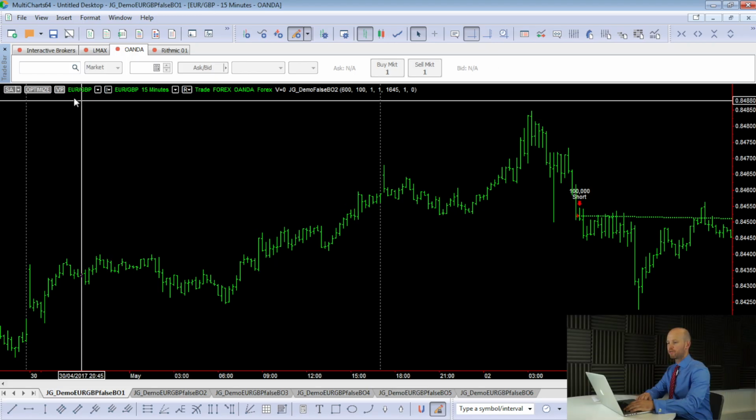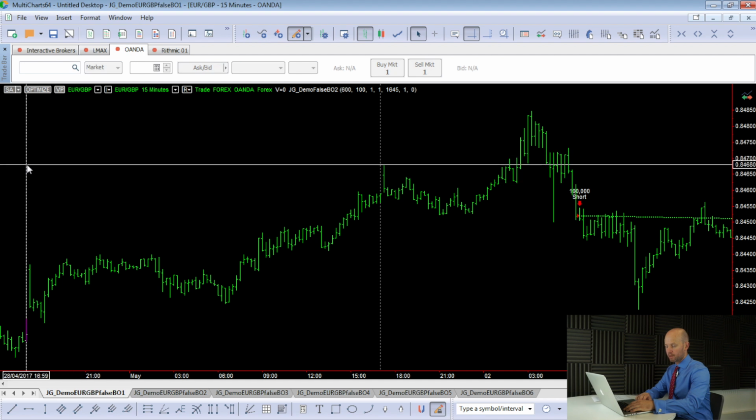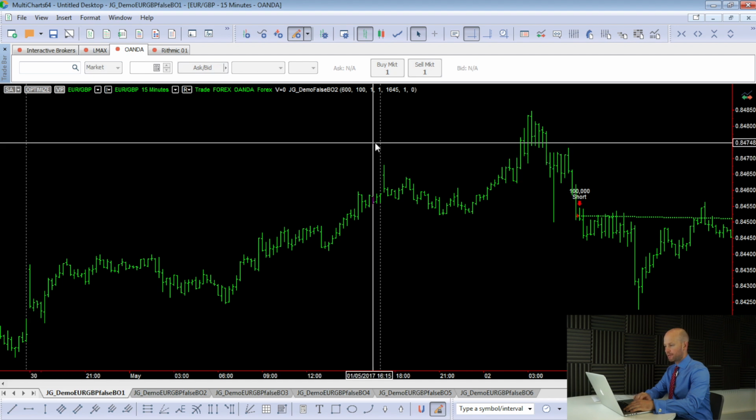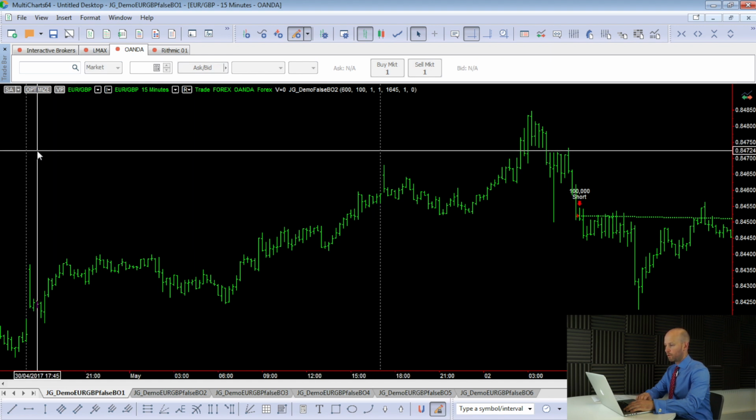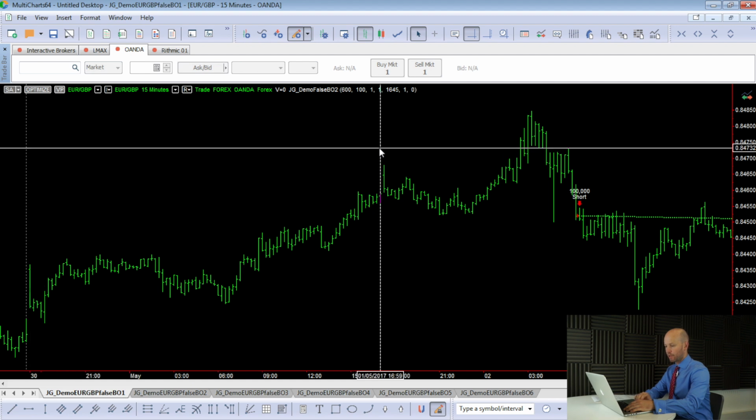So here's our chart of Euro Pound, and it's a 15 minute chart as I just mentioned. If we look between these vertical dotted lines, these are our session breaks, which are at 16:59 or 17:00. So what we're looking at here, from here through to here, is 24 hours worth of data, or a day's worth of data with Forex.